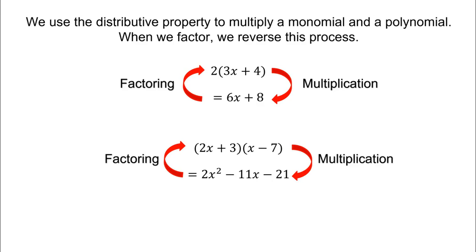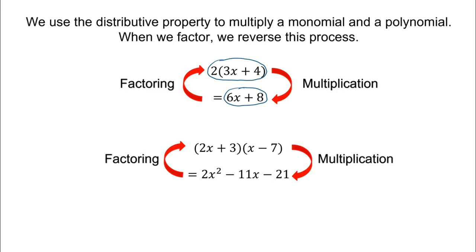Well, what if I gave you the 6x plus 8 and I said, now find the polynomial multiplication that gave us that 6x plus 8? In other words, I'll give you the 6x plus 8 and I need you to find this. So in other words, factoring is the exact opposite process of multiplying polynomials.